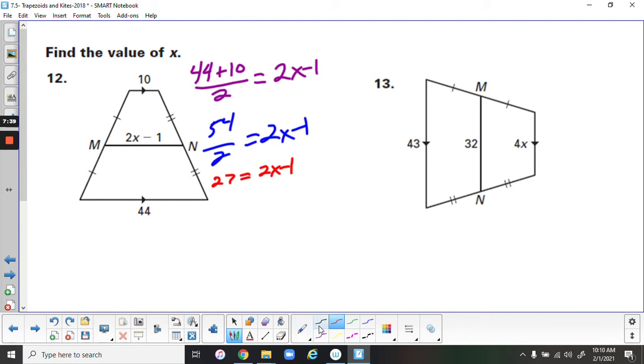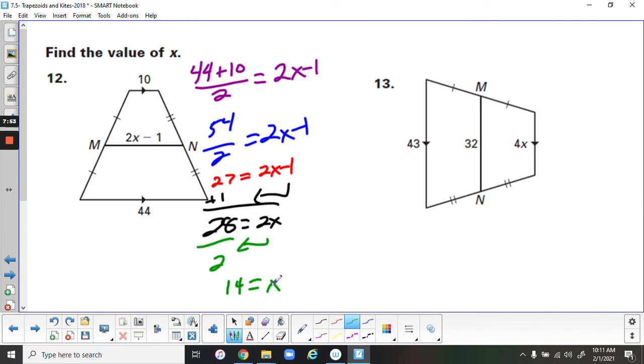And now we solve the equation in red. Add 1. 28 equals 2x. And then divide by 2. So you get 14. You guys try, hit pause and try to do number 13.